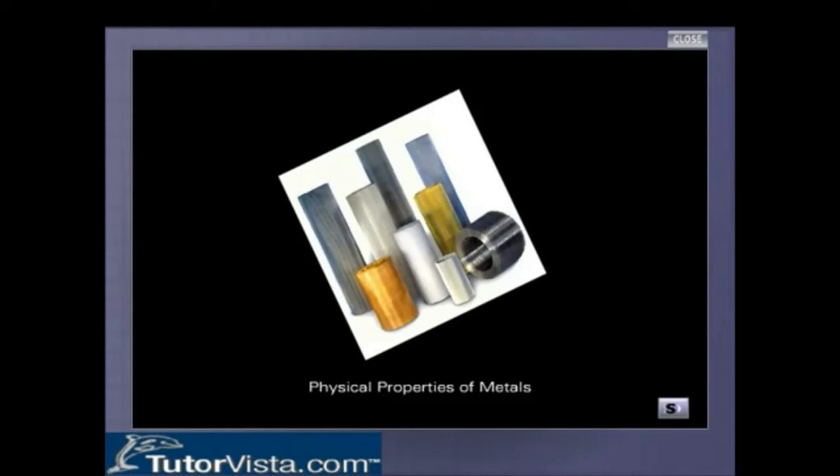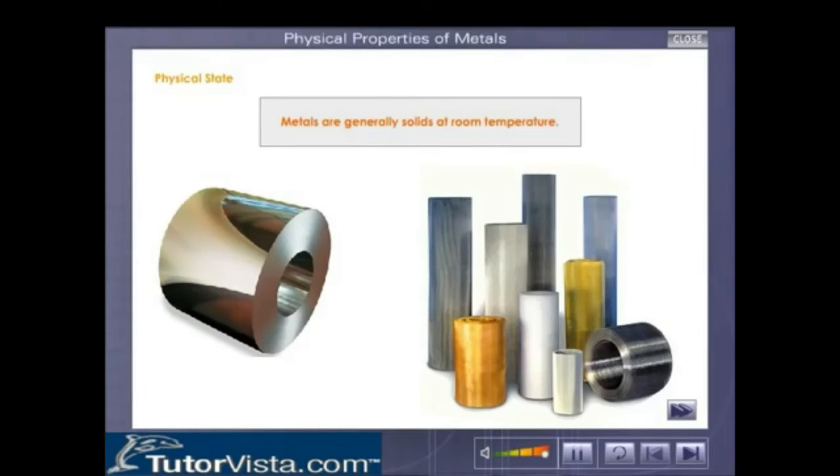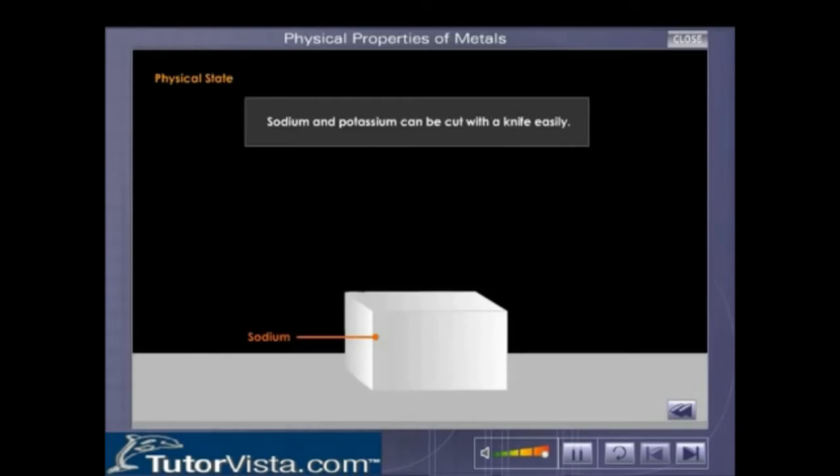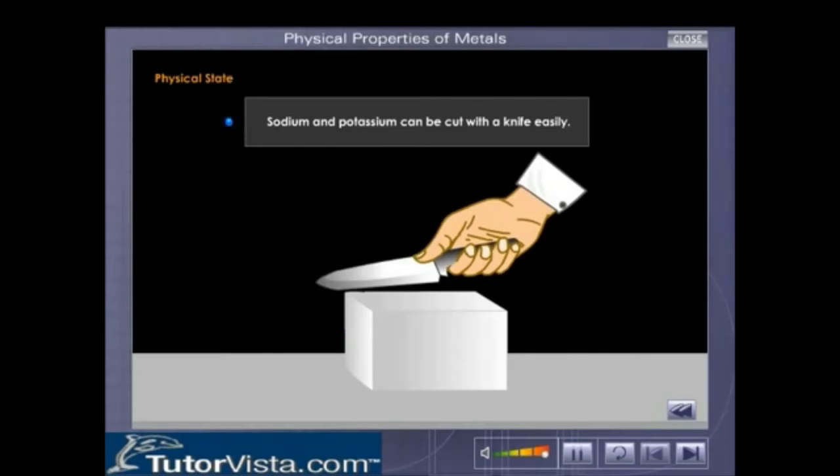Physical properties of metals. Metals possess certain characteristic physical properties which distinguish them from non-metals. Physical state: metals are generally solids at room temperature. Mercury is a liquid metal. Unlike other metals, sodium and potassium are quite soft and can be cut with a knife.